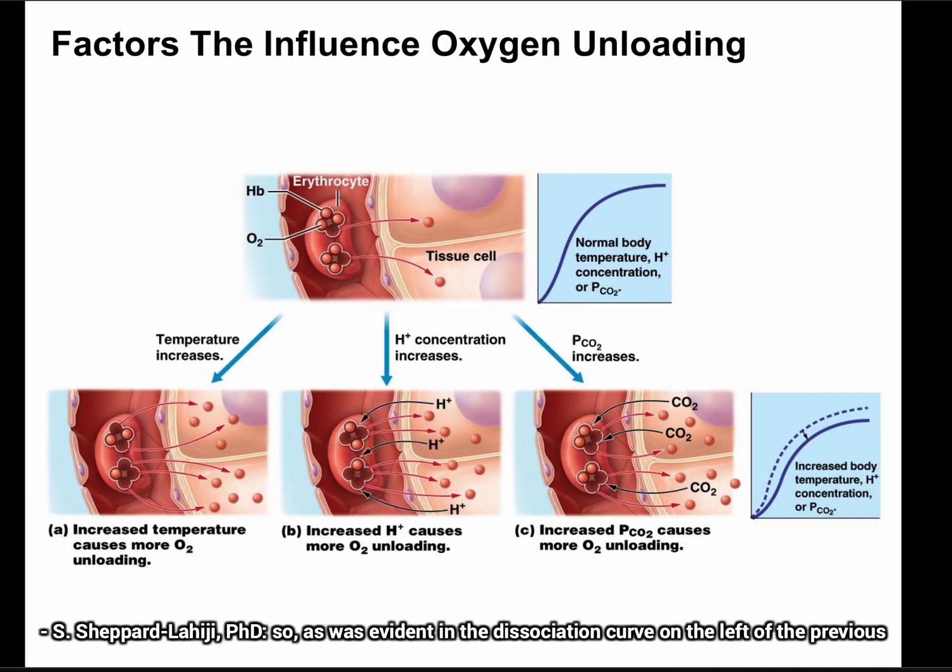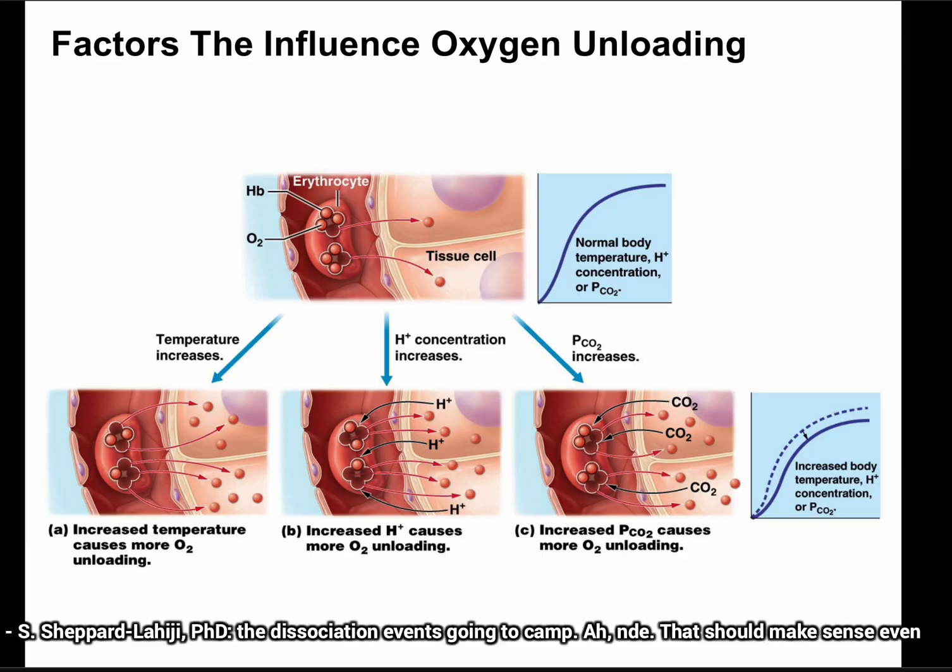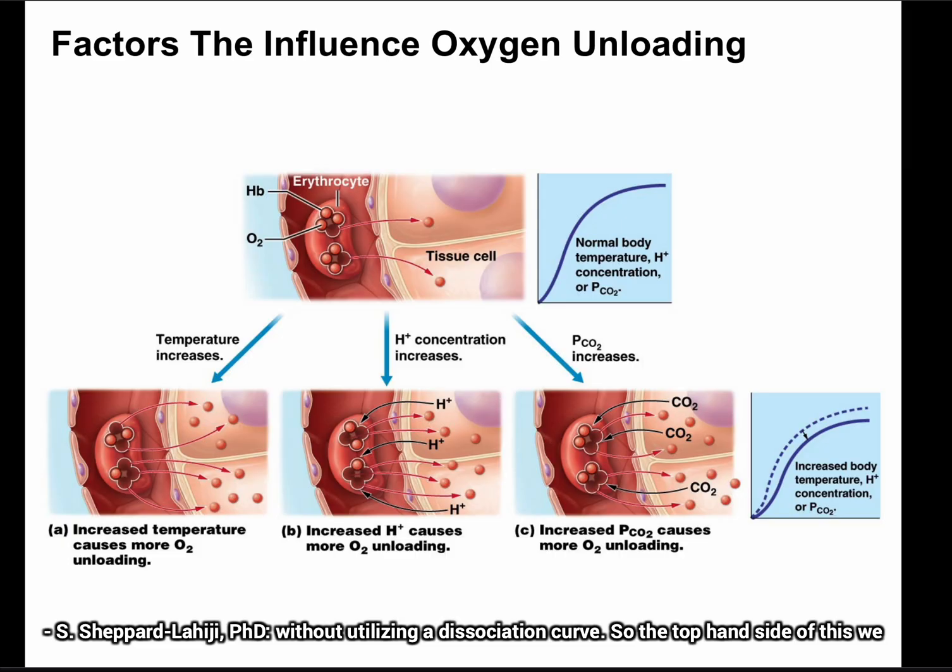So, as was evident in the dissociation curve on the left of the previous slide, hemoglobin doesn't unload the same amount of oxygen to all tissues. And so we saw the difference for tissues at rest versus tissues during exercise. And so there are several factors that influence the rate at which the dissociation event is going to occur. And that should make sense even without utilizing a dissociation curve.